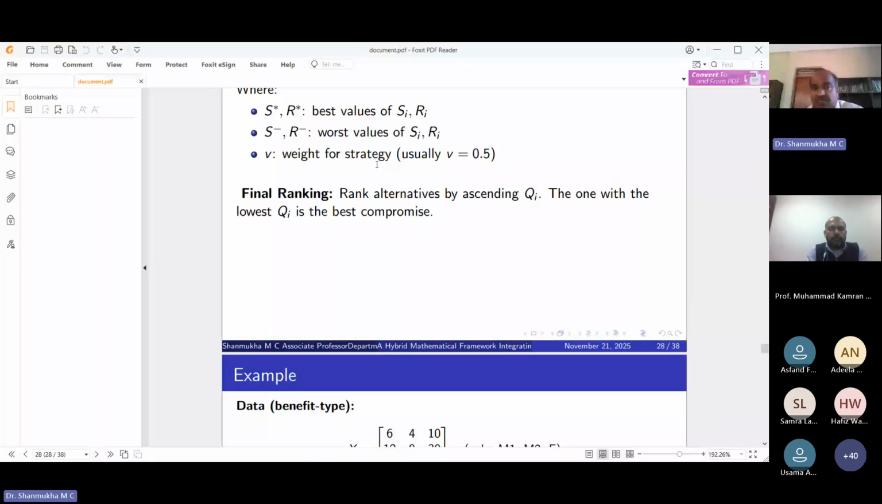So V equal to 0.5 implies 1 minus V is equal to 0.5. So final ranking: rank alternatives by ascending QI. The one with the lowest QI is the best compromise. Now we consider the same example we already discussed.